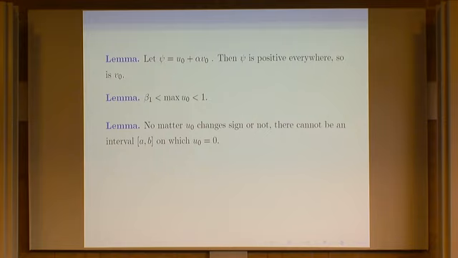Once we know the sign of V0, we can use certain surgery to show, for instance, that the maxima of u0 is between beta 1 and 1. Beta 1 is this point, and 1 is here.